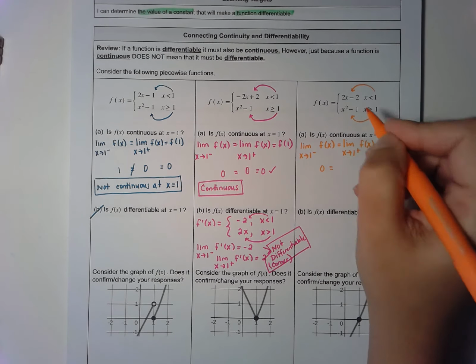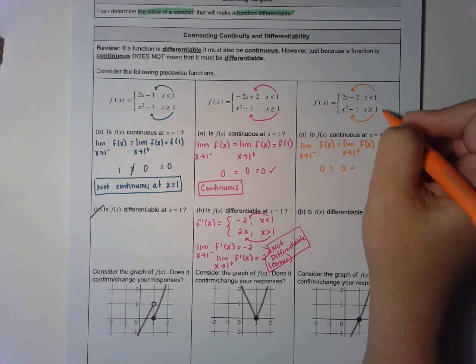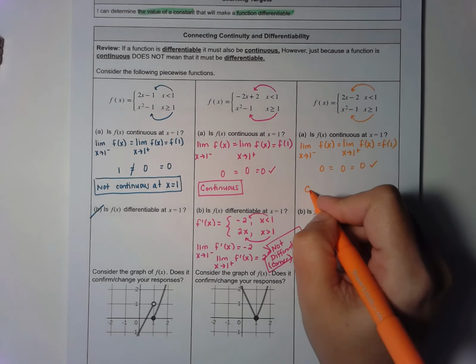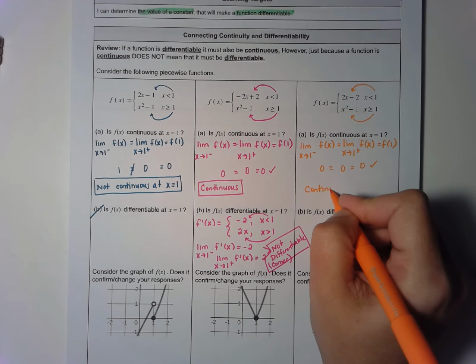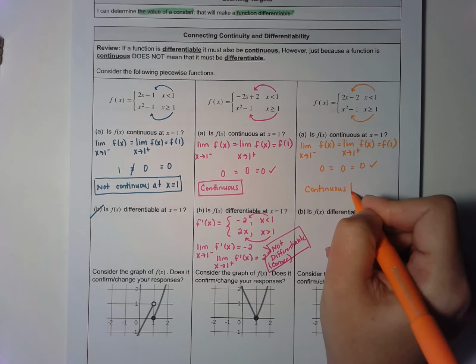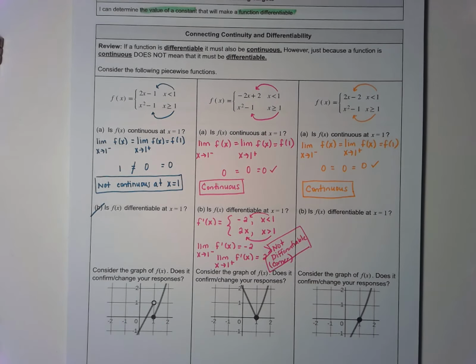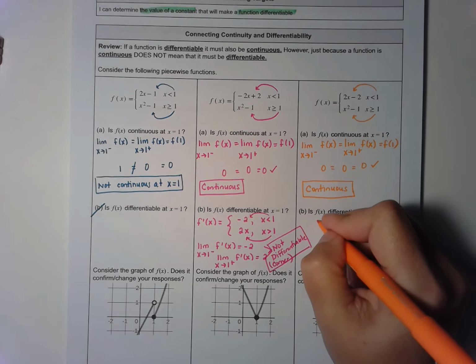Right, I would plug the 1 into the bottom and I get 0. And then the equal to is also on the bottom, and those are all the same, which means this is a continuous function. Since this function is continuous, we can now check to see if it's differentiable, which means we're going to need to actually find the derivative.